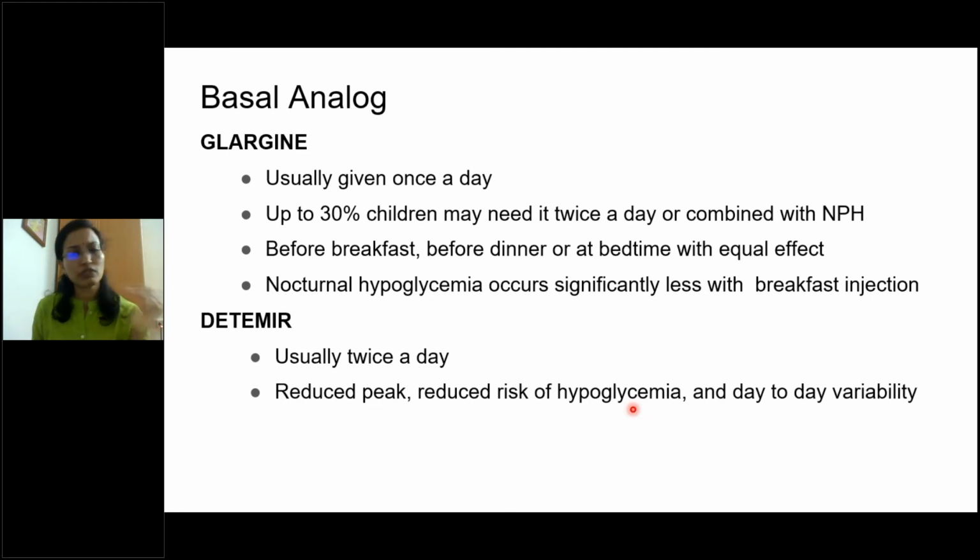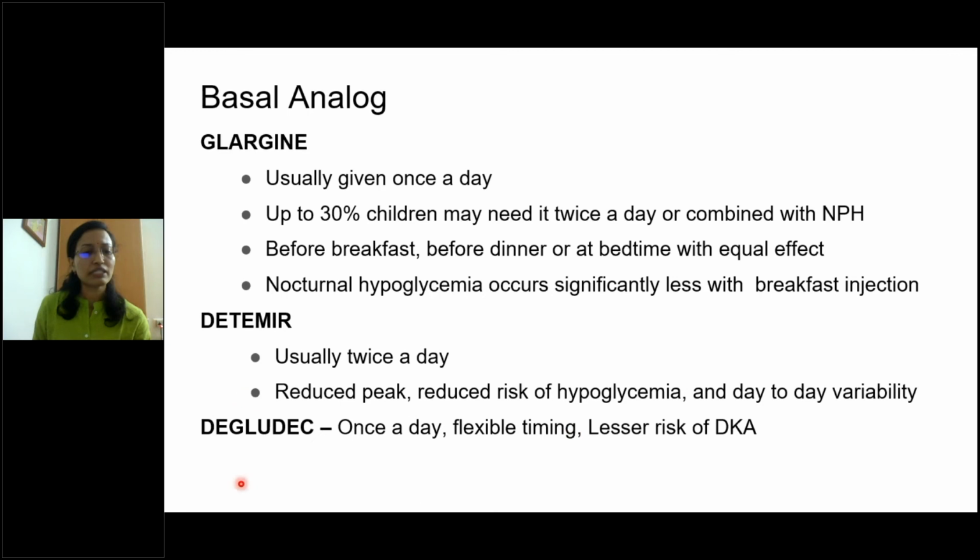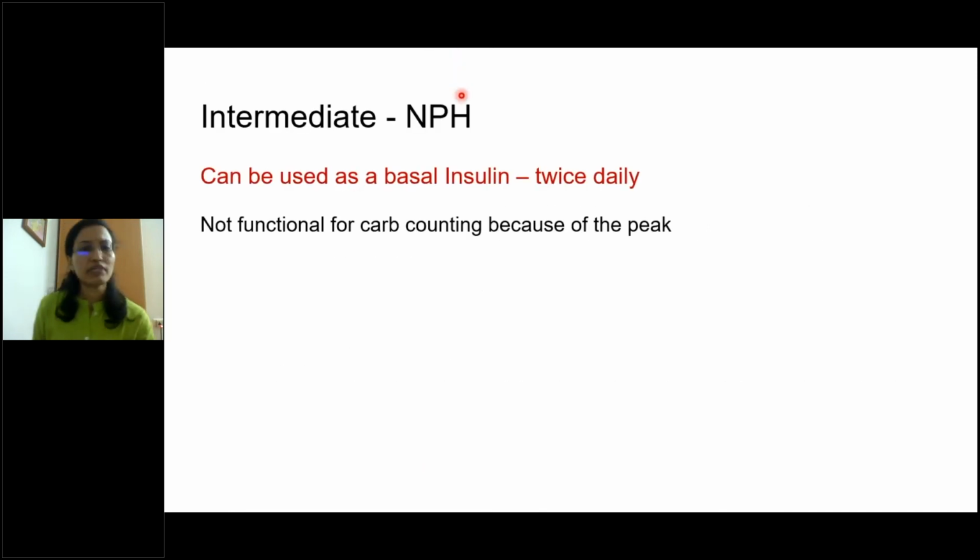To cover for all those tiny boluses of meals, we do sometimes give Detemir 2 injections a day. And the other long-acting is Degludec or Tresiba, which is especially useful for older children, preteens and teens. And NPH, again, very commonly used insulin.